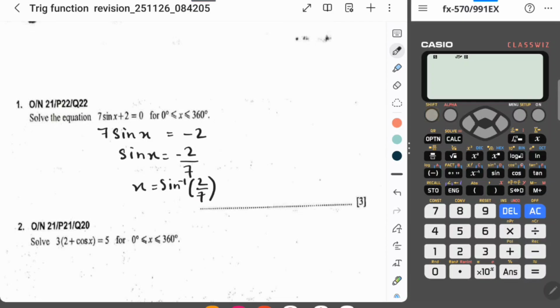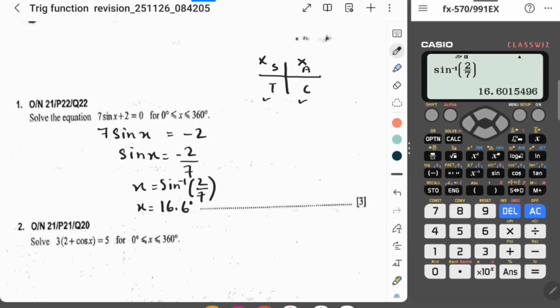So sine inverse of 2 upon 7 is equal to 16.6. Your basic angle or the reference angle is 16.6 degrees, but your ratio is negative. So negative means not in the first quadrant, not even in the second, because the sine ratio is negative. So it's in the third and the fourth quadrant.